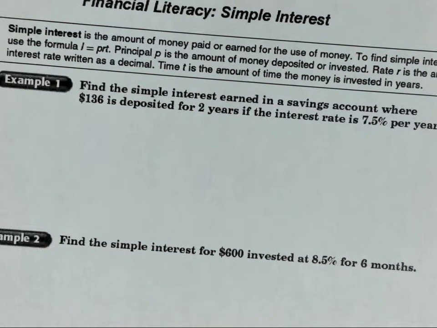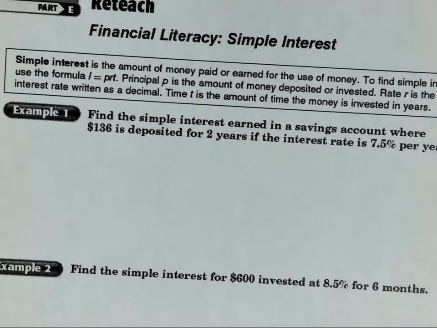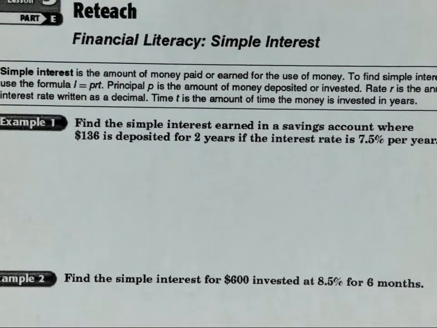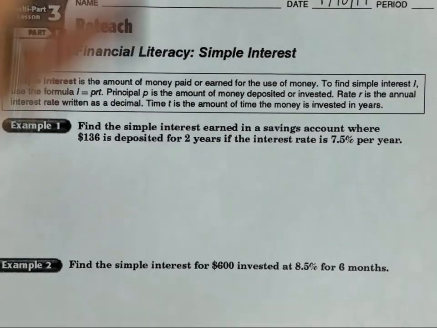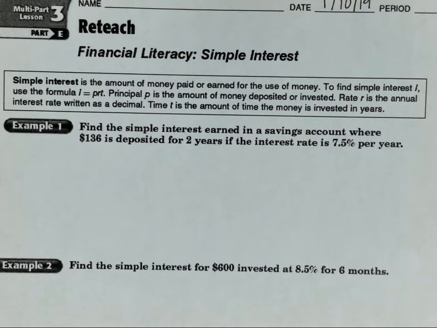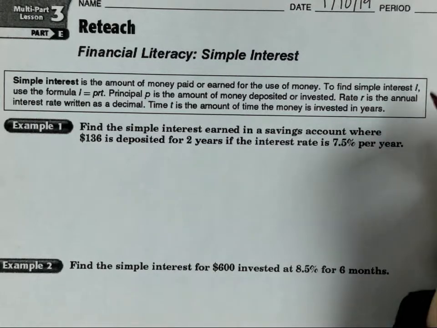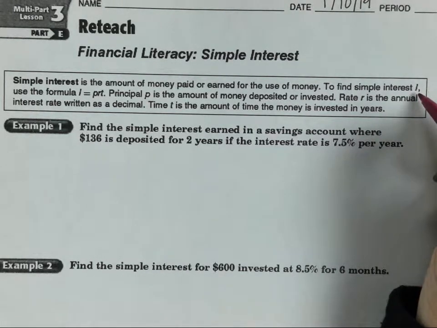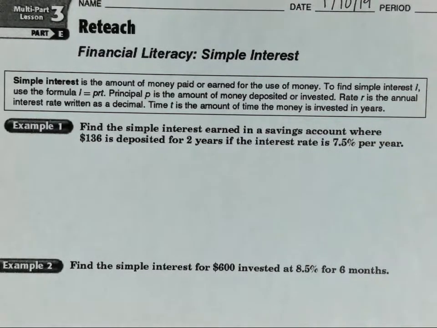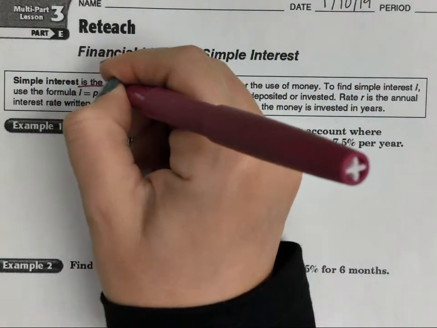Okay, so today we are learning about simple interest. If we read a little bit about it, up here at the top of your notes page: simple interest is the amount of money paid or earned for the use of money. To find simple interest, which we're going to call I, we're going to use the formula I equals PRT.